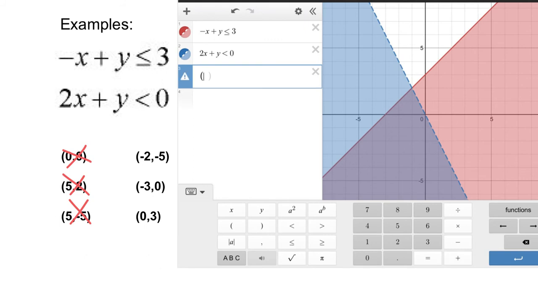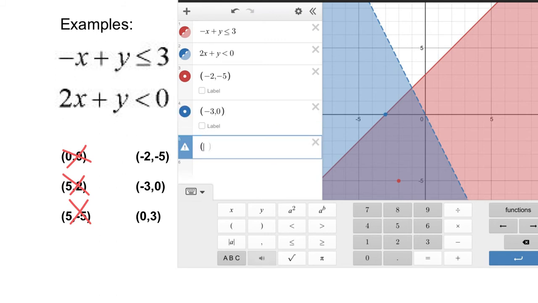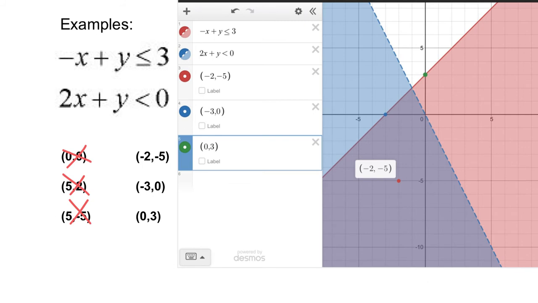-2, -5. -3, 0. And 0, 3. Alright, so looking at those, we've got one that's in the double shade. We have one that's on the solid line, and we have one that is outside. So we know that 0, 3 is not a solution, so we can eliminate that one, but both of the others would be solutions to this.